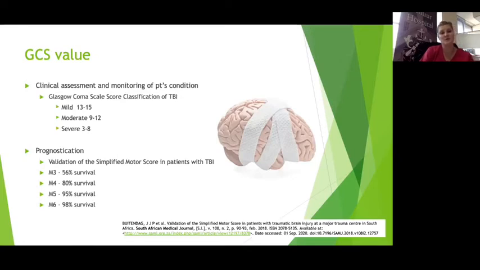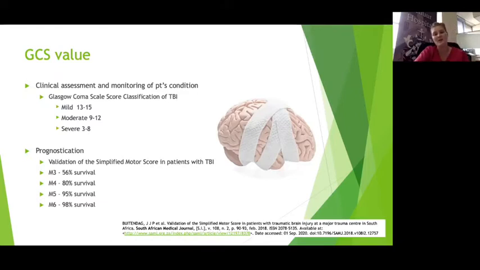So just the motor component of a GCS, can you use that alone to prognosticate for 6-month mortality? They've published these figures: if you're an M3, you've got a 56% survival, an M4, 80% survival, M5, 95% survival, and M6, 98% survival.